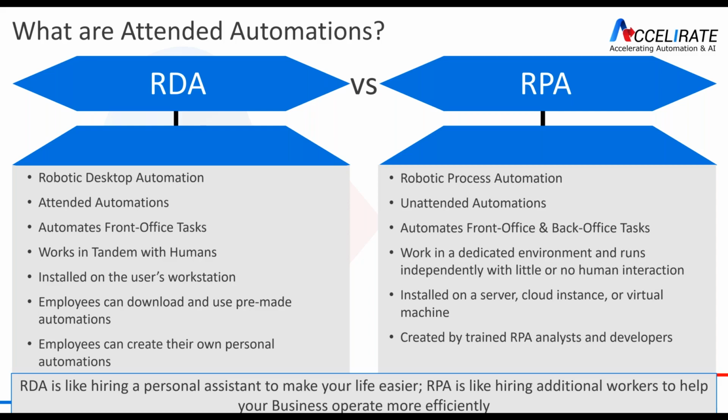So a good rule of thumb is RDA, robotic desktop automation, is like hiring a personal assistant to make your life easier. RPA is like hiring additional workers to help your business operate more efficiently.